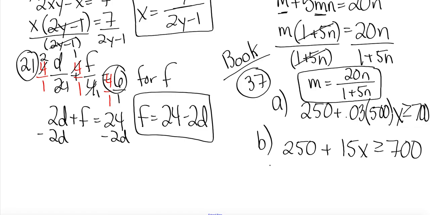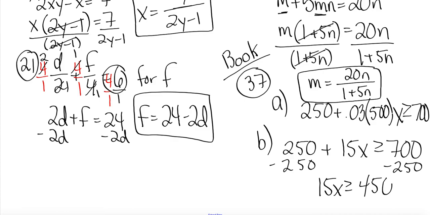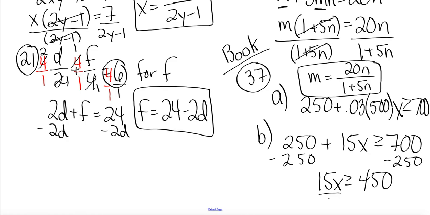All right, so we'll move the 250 over, because we're going to get that variable by itself, and we'll have 15x is greater than or equal to 450 over there. Divide both sides by 15, and we get x is greater than or equal to 30. Okay, so we need to sell at least 30 billboards in order to make the $700.